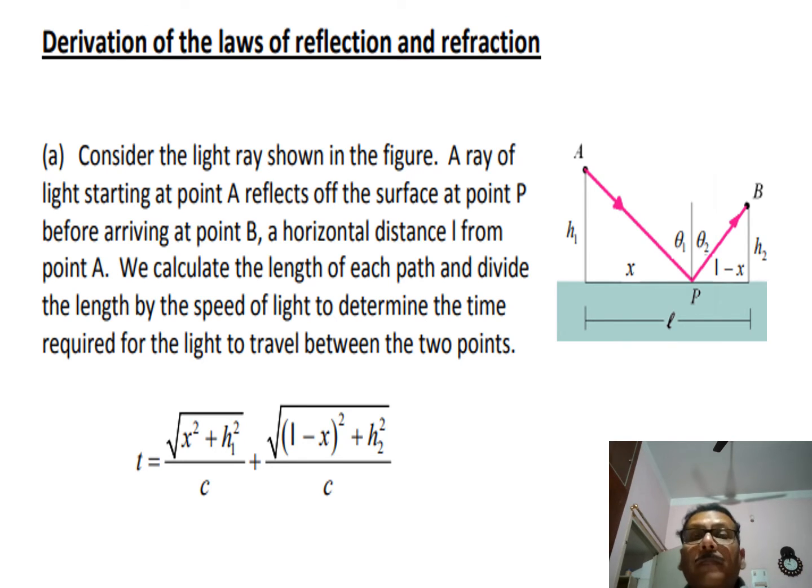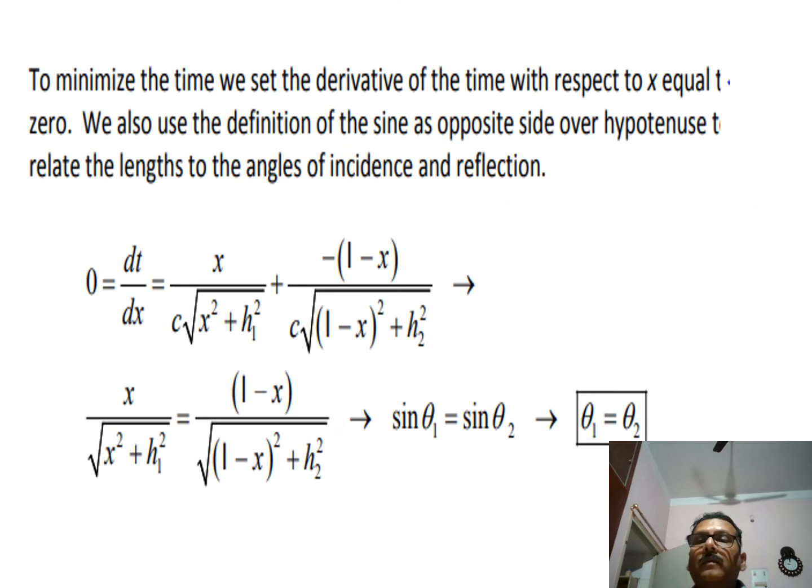This T is equal to under root x square plus h1 square divided by the velocity of light c, plus under root (L minus x) the whole square plus h2 square divided by c, in which we can minimize the time.